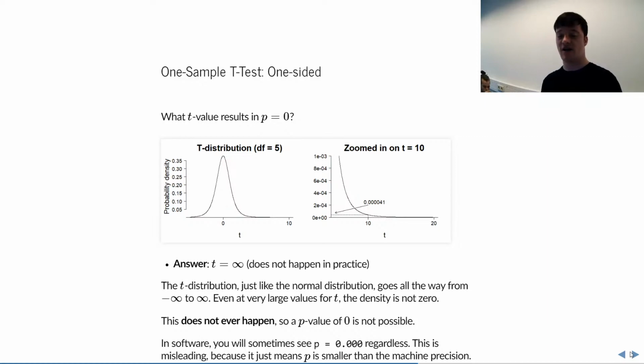Okay, that of course never happens because in order for a t-value to be infinite, you would have to observe an infinitely large difference, or you would have to have a standard error of 0. Now, both of those don't happen, but still, your software will sometimes say that the p-value is 0. So I just want to warn you that when you see that, it means that it is too small to print, right? It could be that it just shows 3 decimals. It could be that it's smaller than the machine precision.